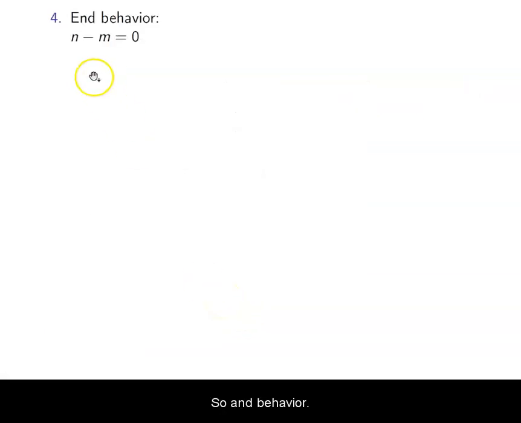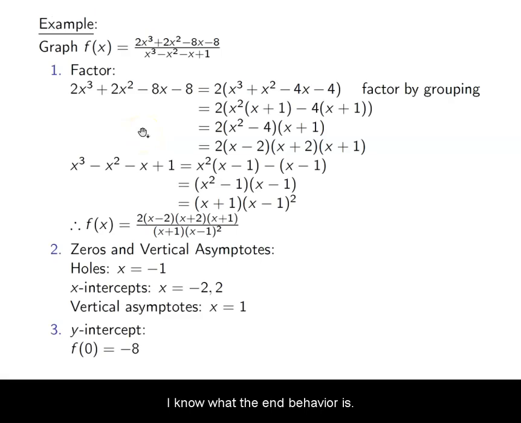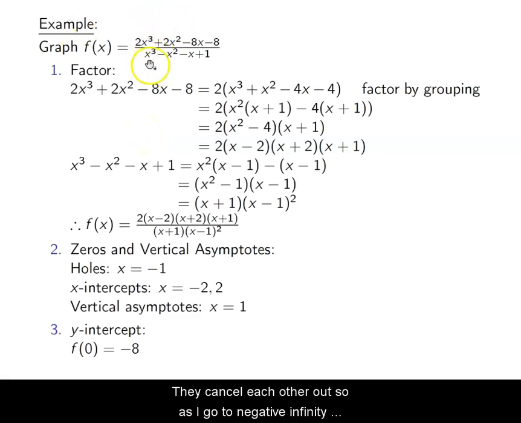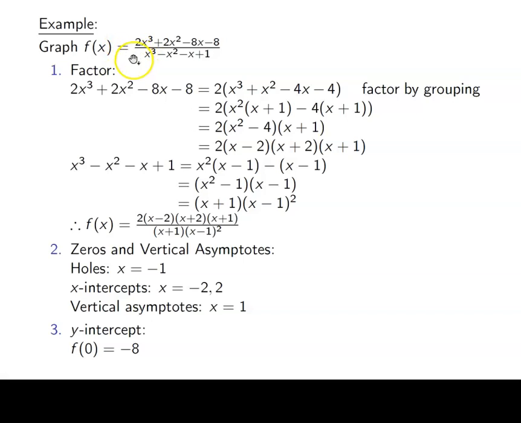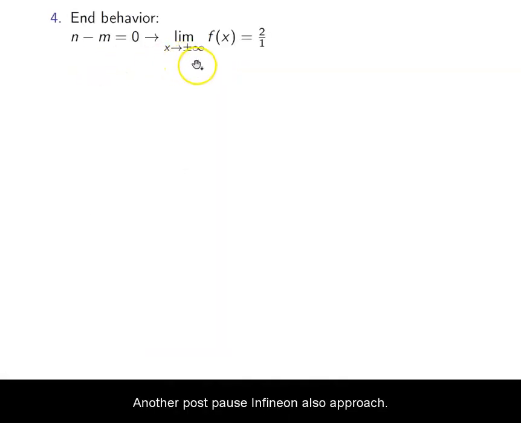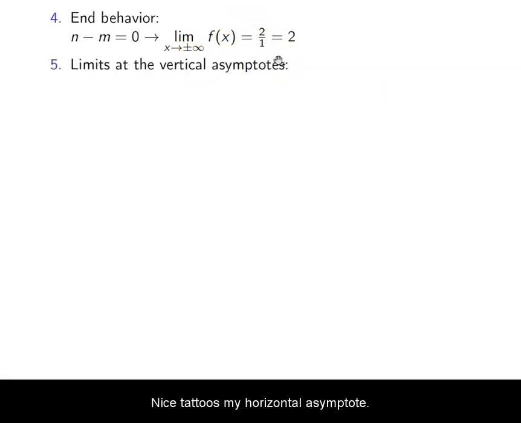So end behavior. I know what the end behavior is. They cancel each other out. So as I go to negative infinity or positive infinity, it's the ratio of the coefficients. There's no negatives here. So that's just the value of 2, right? So as I go to negative infinity, I'll approach 2, okay? And as I approach positive infinity, I'll also approach 2, right? So 2 is my horizontal asymptote.